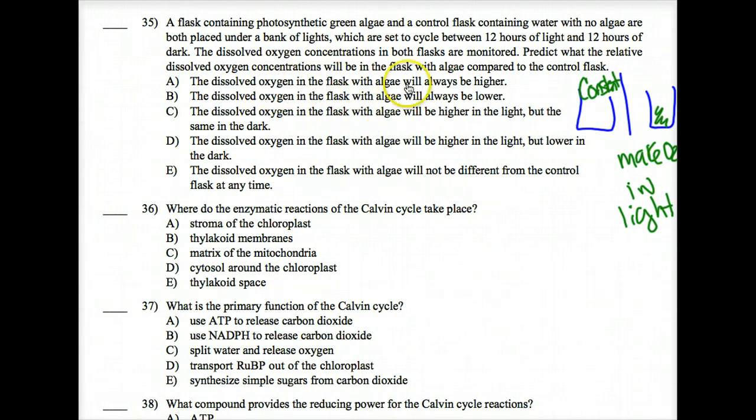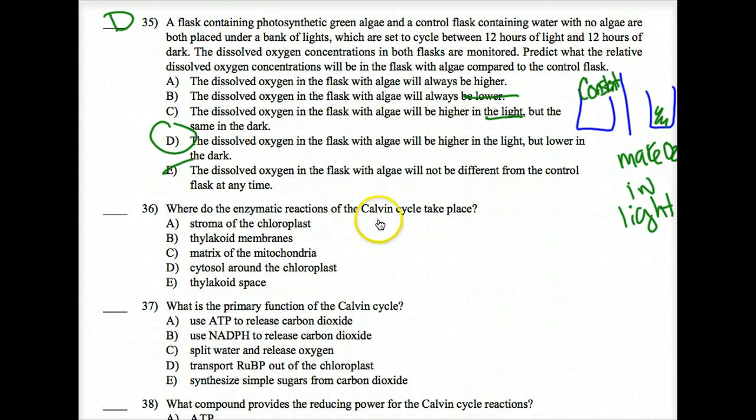The dissolved oxygen in the flask with algae will be higher during the day, that's true. The dissolved oxygen in the flask with the algae will be lower, that's false. It will be higher in the light, but the same in the dark? Maybe. Higher in the light but lower in the dark? Probably. Not different from the control doesn't make sense. So my answer here is D. I hope you got that one. If you didn't, you might want to send me an email tonight.